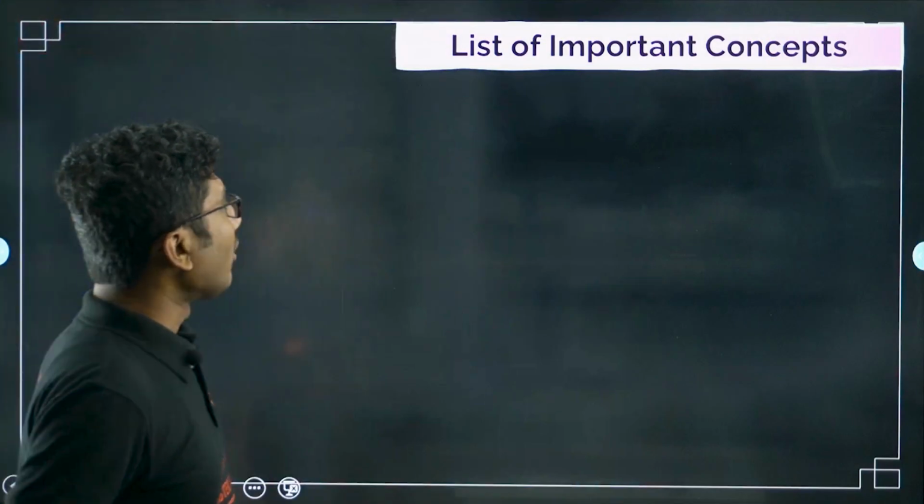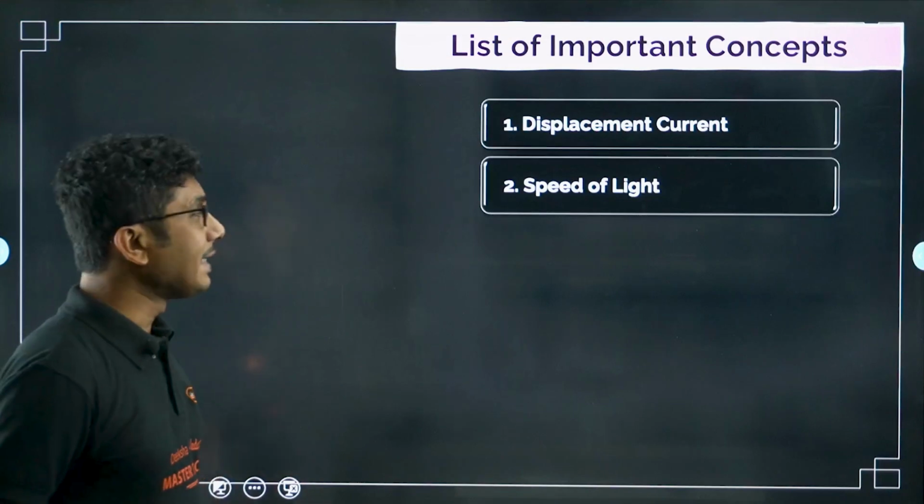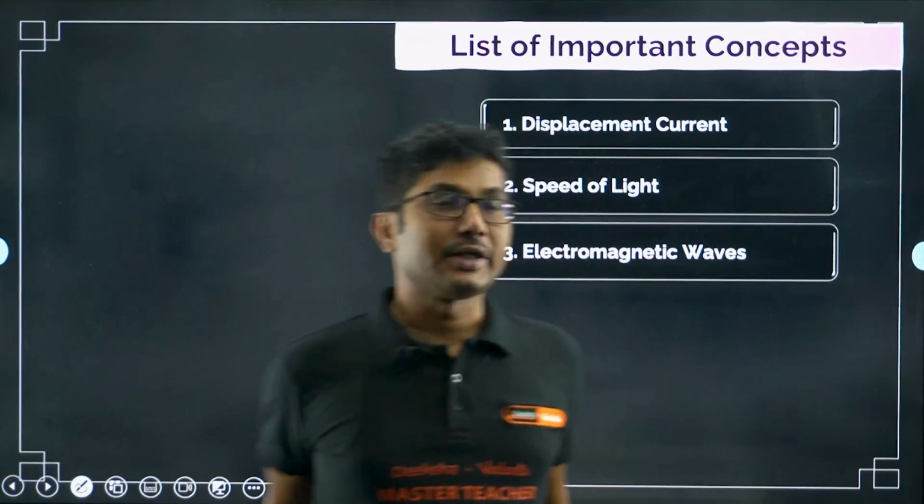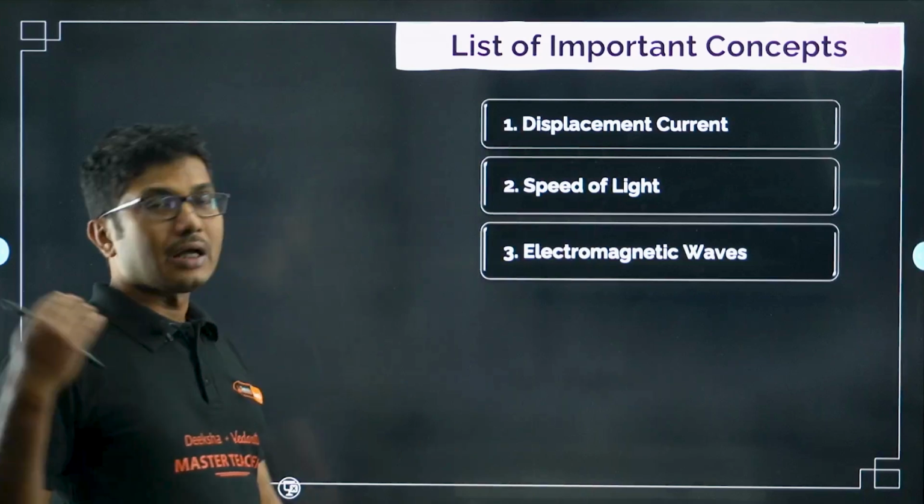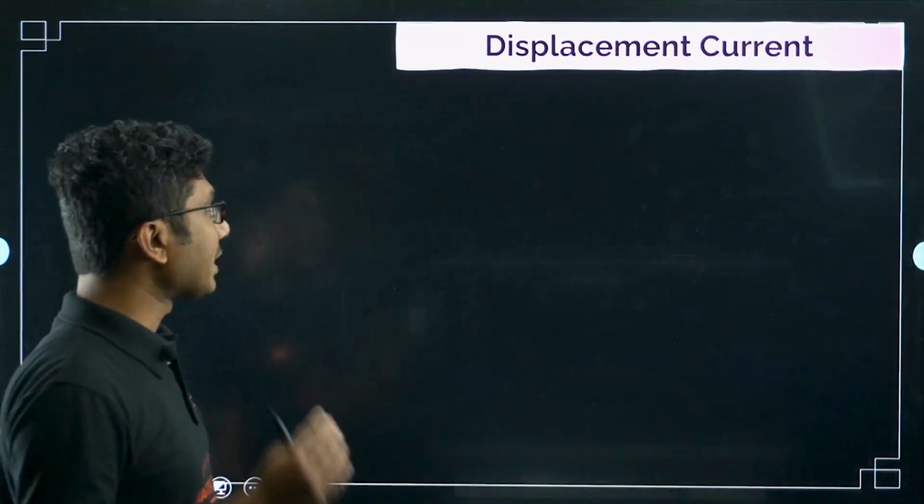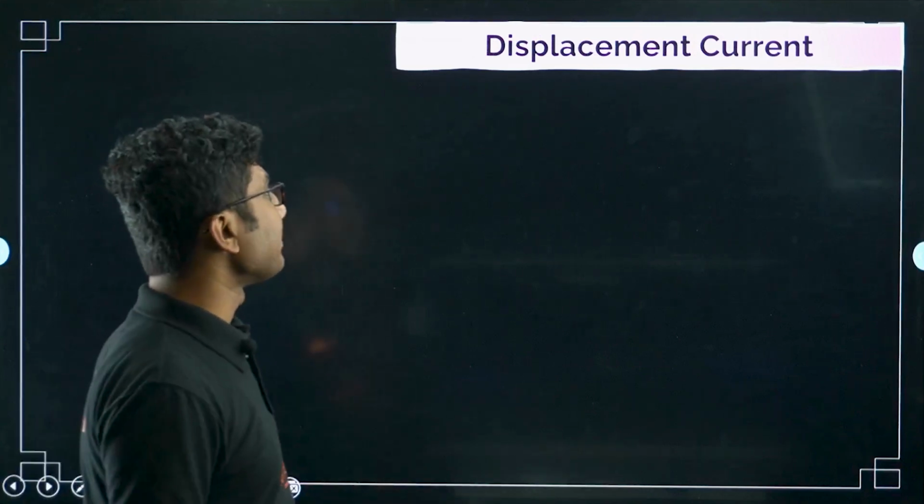First, obviously, displacement current, then we have speed of light, and we have electromagnetic waves, electromagnetic spectrum, etc. So there are very small, main three concepts, and other than that, a few more concepts. First we will look into the concept of displacement current.